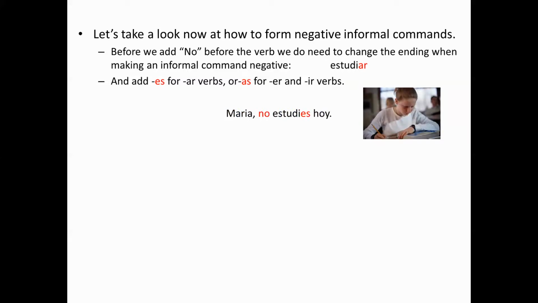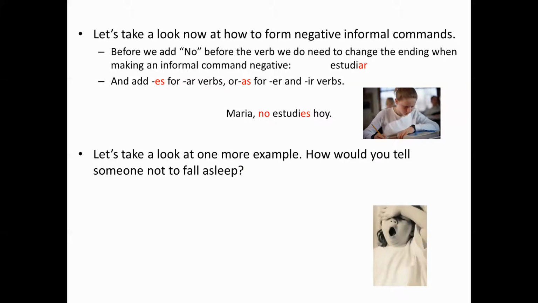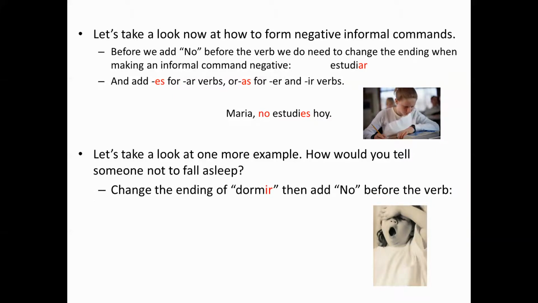Since the verb estudiar ends in AR, I'm going to use the ending ES, or estudies, right? So AR turns into ES. María, no estudies hoy. María, don't study today. Once I've changed the ending, then I can add no before the verb to make it negative. Let's take a look at one more example. How would you tell a little kid not to fall asleep? All right, so let's change the ending of the verb dormir. Then we can add no before the verb.